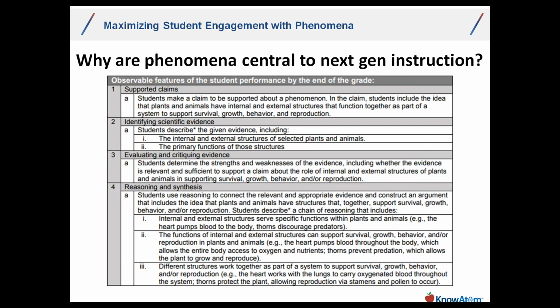So maybe you're familiar with this image, but this image is from the Next Generation Science Standards. This is an evidence statement, okay? This is from grade 4 life science. The big question here is, why are phenomena central to next generation instruction? It's because there are observable features of mastery.